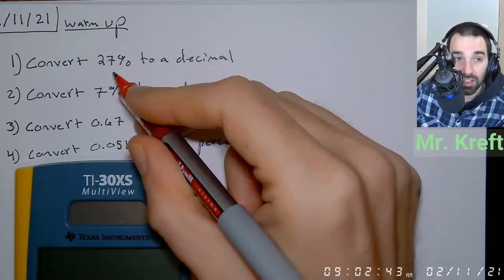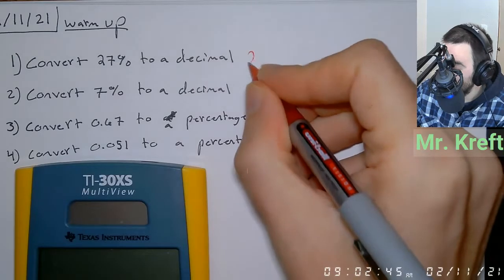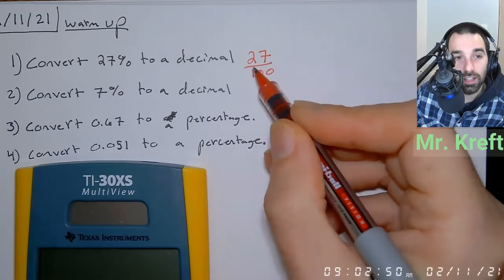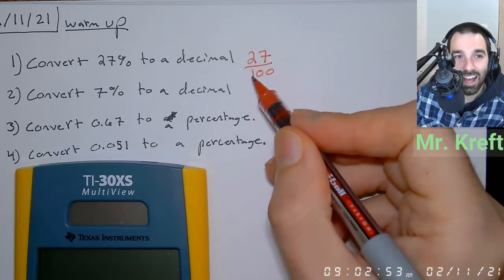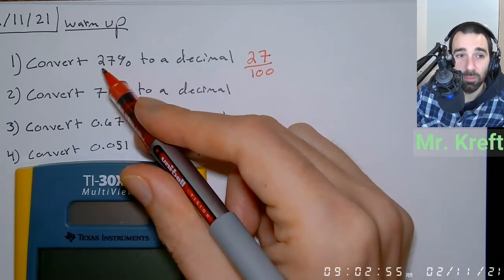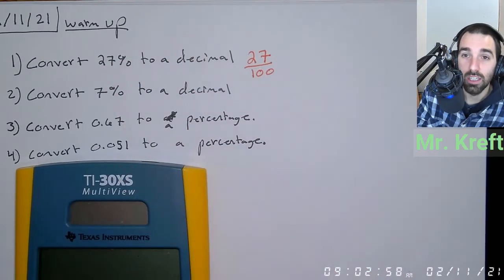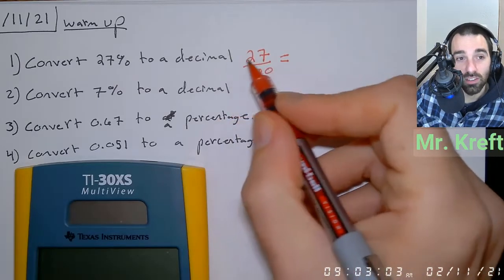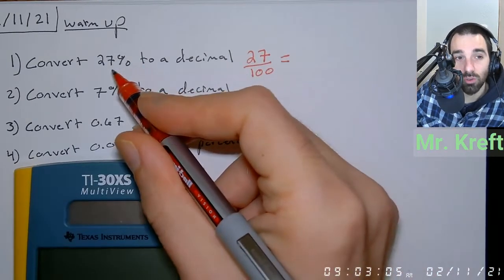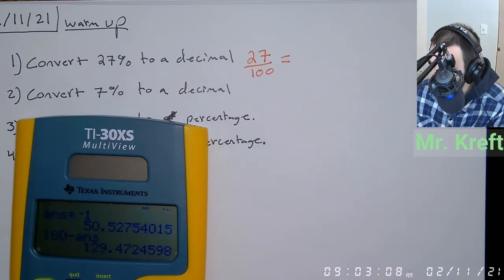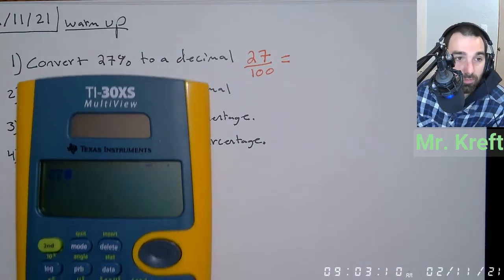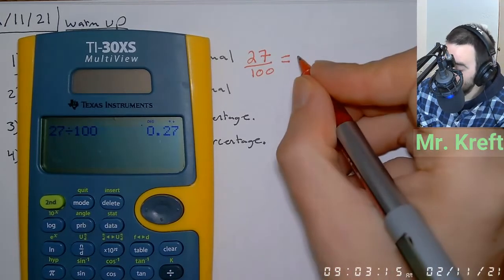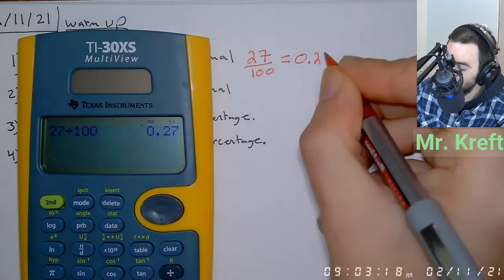So to convert from a percentage to a decimal, we're going to take our percentage and divide by 100. The way that this reads, guys, is 27 out of 100. That's 27%. If you think of it as a fraction, that's all you need to do to convert it to a decimal. It's 27 out of 100. That is 27%. So on my calculator, I'll go 27 divided by 100. Okay, so I get 0.27.